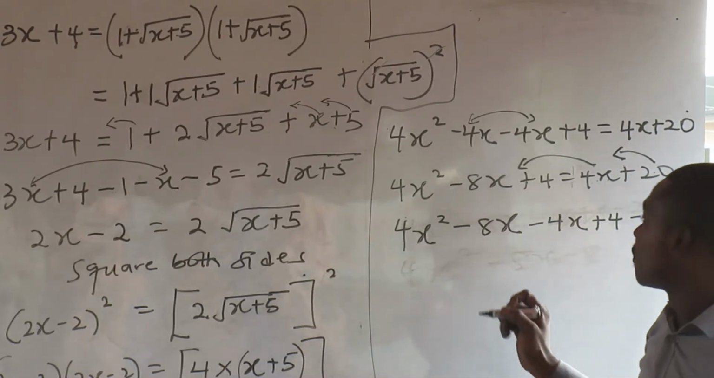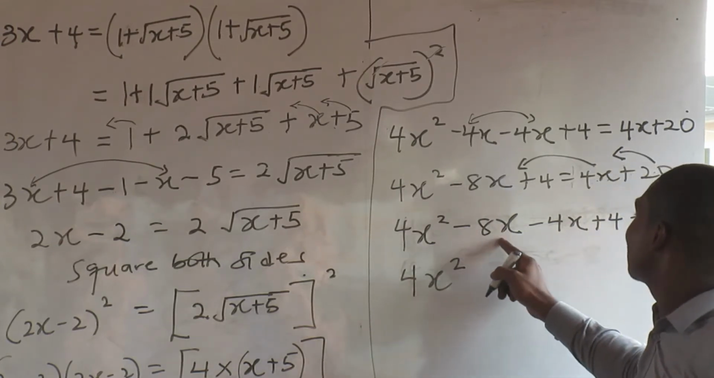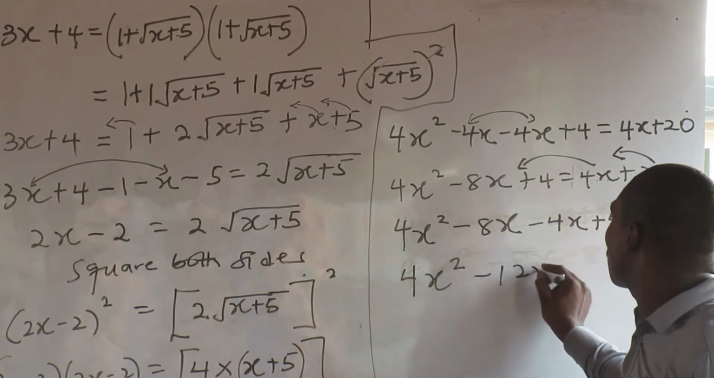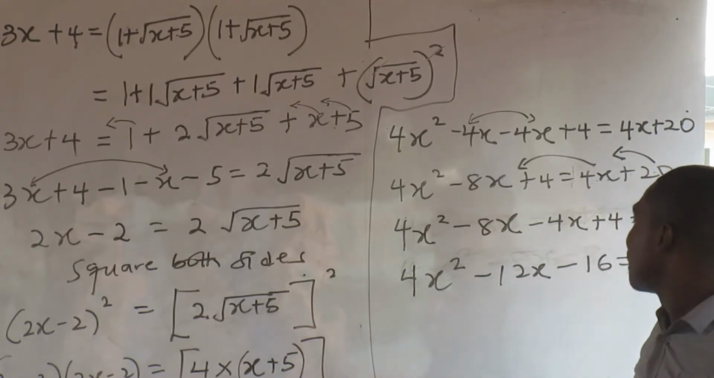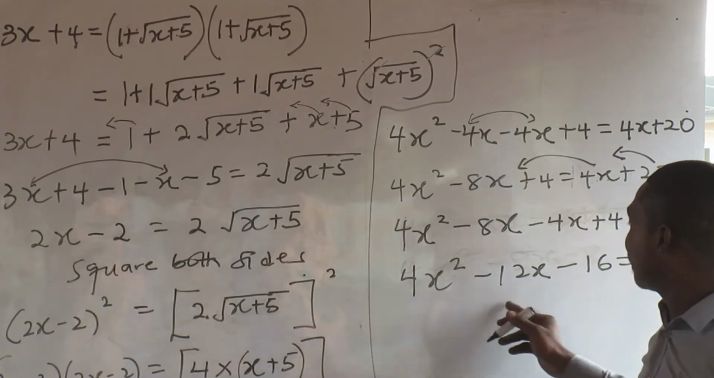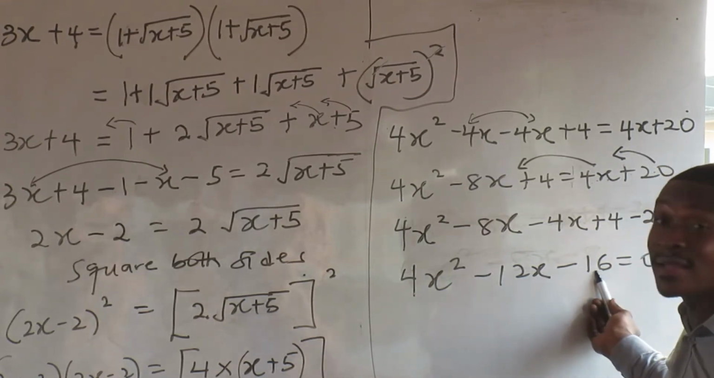So that is how come we have 0 in the equation. Now 4x squared minus 8 minus 4 will give you minus 12x, and 4 minus 20 will give you minus 16 equals 0. Now, dealing with this quadratic will be cumbersome because of these numbers, this 4 and this constant 16 here.